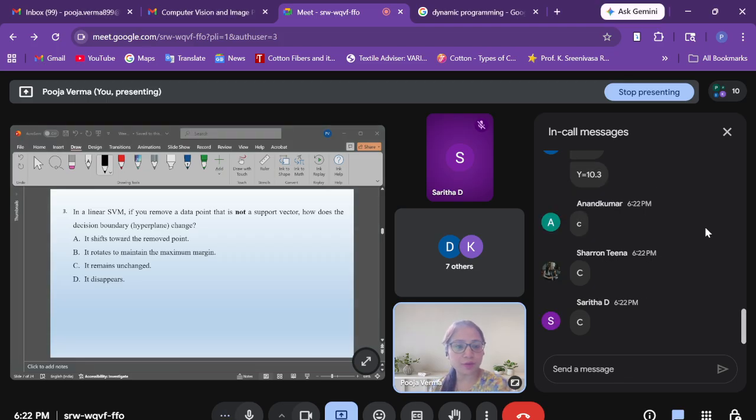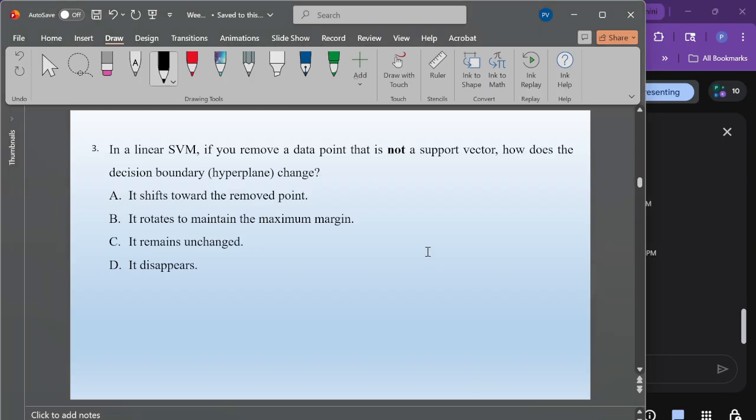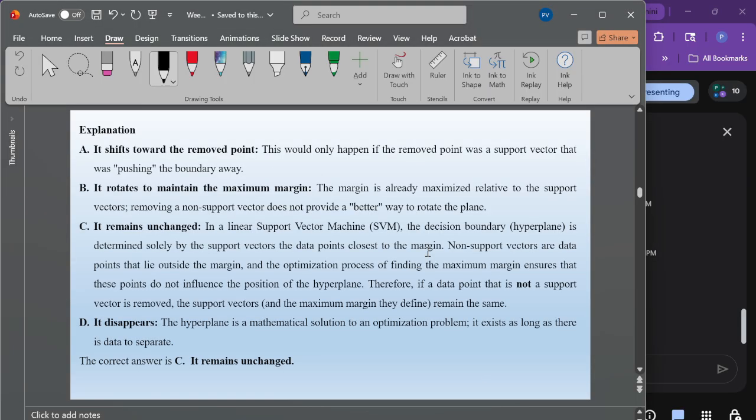Okay, many of you have given answers. That is option C. Okay, so let's discuss in detail so that others can understand. So here a detailed explanation option by option is given.